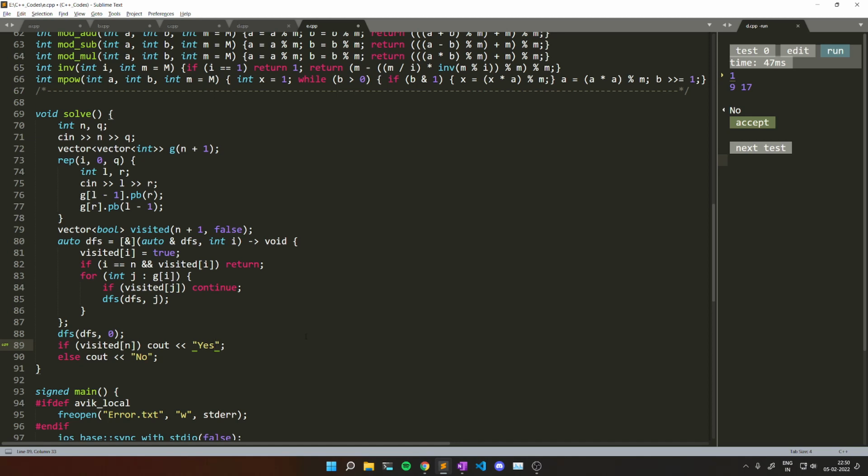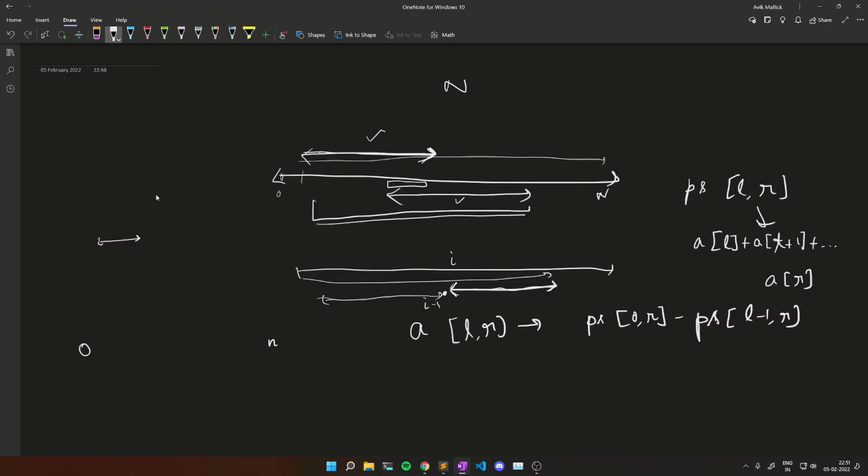Actually I have done that using graph and DFS. Initially I have taken the input integers n and q. After that I am given the L and R values. I have taken those inputs and I have created a graph where I have created edges between L minus 1 and R. Why so? As I have told, for A of LR we can use this range only if we know the answer for L minus 1, because to use this range we need to come up to here.